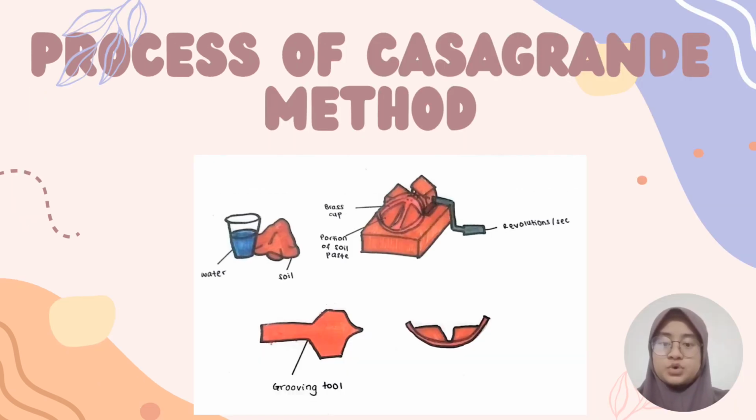Next, we move to the process of the KAS4513 method. In the KAS4513 method, we need water, soil, a brass cup, a portion of soil paste, revolutions per second, and grooving tools.